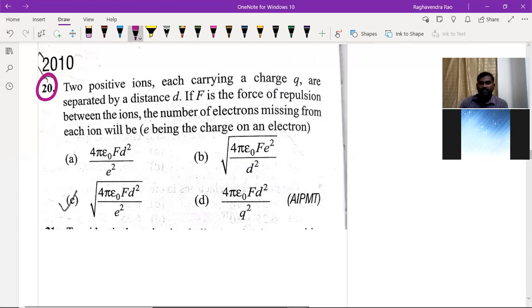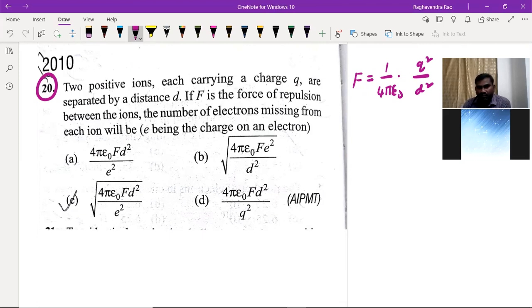So this question 2010, they ask this question. Two positive ions, each carrying a charge Q, are separated by distance d. If F is the force of repulsion between the ions, then we can write F is equal to K, which is 1 by 4 pi epsilon naught, with equal charges Q and Q. That means this will be Q square by R square. Here d is given, so we can take it as d square.